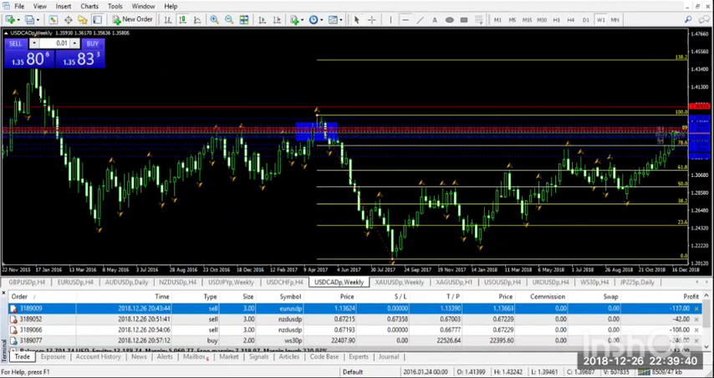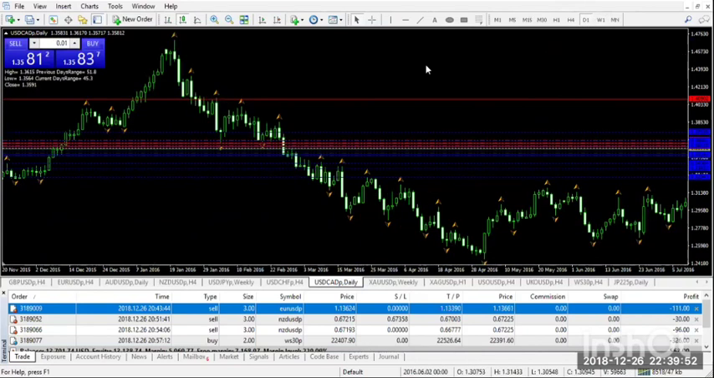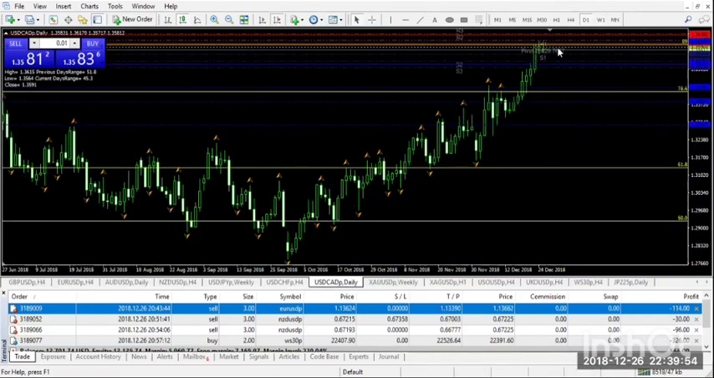For example, in here I have some swing lows higher than this. On the first collision, I will sell, and if it breaks it, I will put a sell stop, a stop loss here.